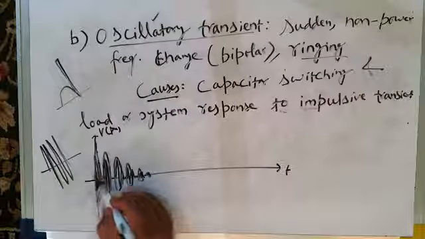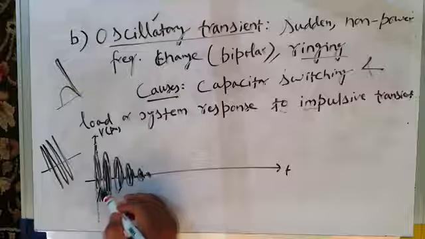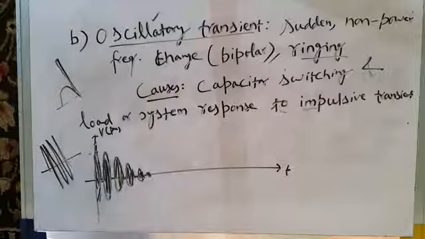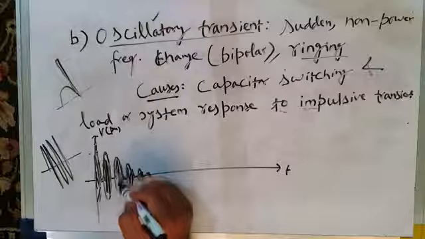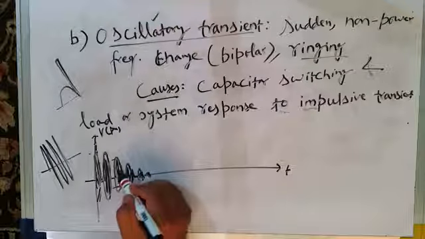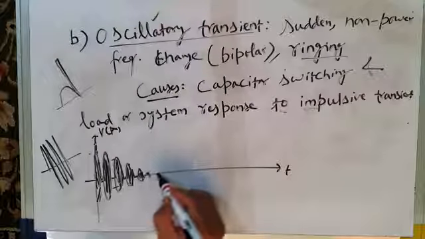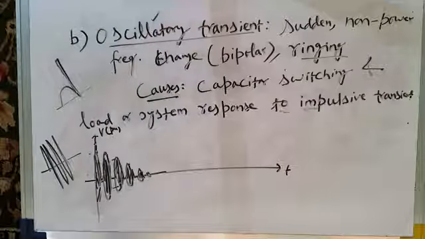So this is one high frequency oscillation, followed by another wave of high frequency oscillations but of lower amplitude, followed by another series of high frequency oscillations but of even lower amplitude, finally till these oscillatory transients decay completely. So this is the nature of oscillatory transients.